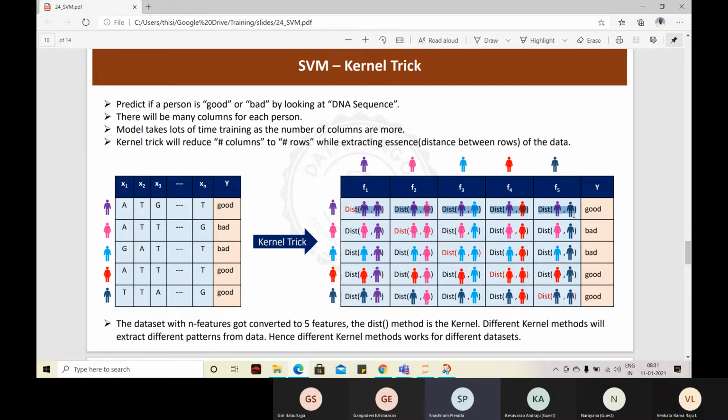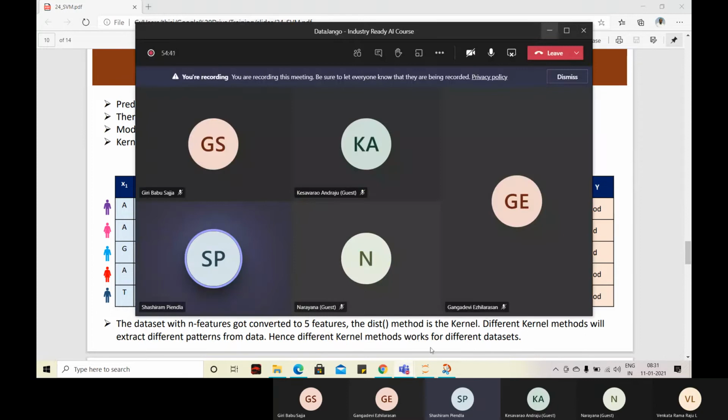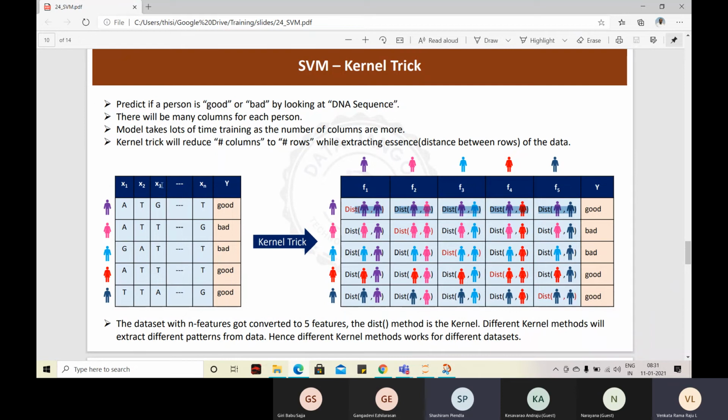Not sure. I am the only one person and I'm not getting it. So there are 1 million records, right? No. There are only 5 rows and 1 million columns. Your idea is that you were thinking of 1 million rows. No, only 5 rows and 1 million columns.